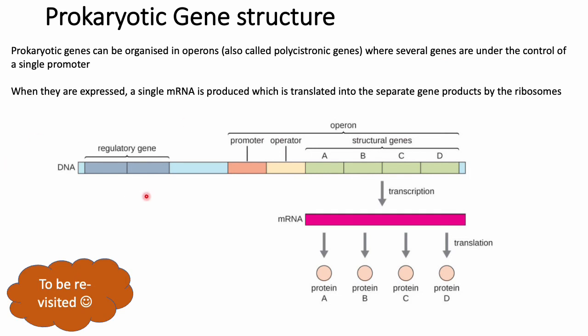So here we have the regulatory gene region, and now here we have the promoter, and then the operon consists of the promoter sequence, the operator, and the structural genes. And this means that the promoter can actually control the expression of four genes. So the structural genes A, B, C, and D, which then can produce 4 proteins.